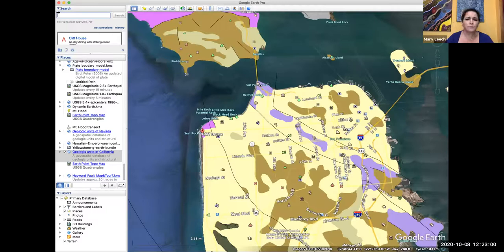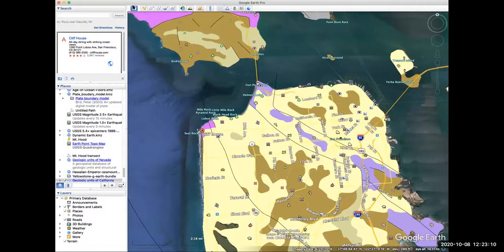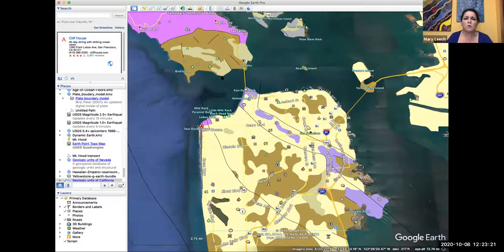Also, another real quick question. Just by getting the color coding of the rocks, is that part of any other download, or does it just come with Google Earth in general? No, so there were two files. I'll stop sharing this and I'll share my browser and I'll show you where to look.